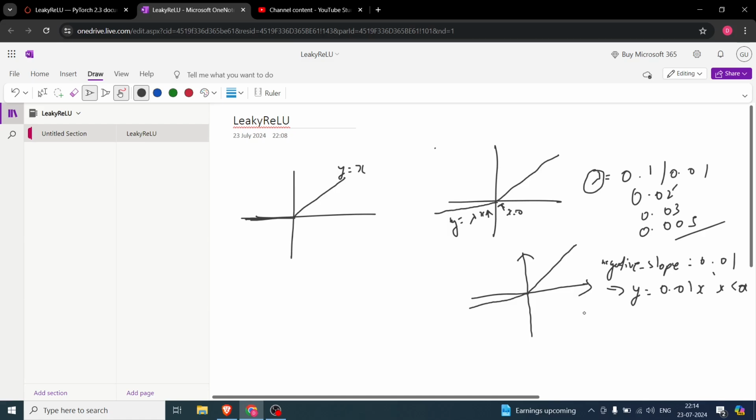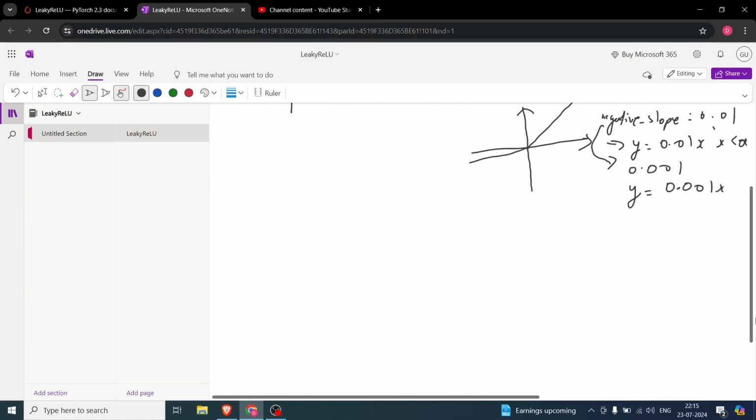Now what if you divide by 10? What if you say the negative slope is going to be 0.001 instead of 0.01? Your new equation is going to be y equal to 0.001x, and the graph will look something like this. On this one only I'm going to show you. It's going to be closer to the x-axis. This is not a straight line, I am trying to make it straight, but I hope you get it. The smaller the value of this negative slope, the more it's going to reach towards the x-axis.